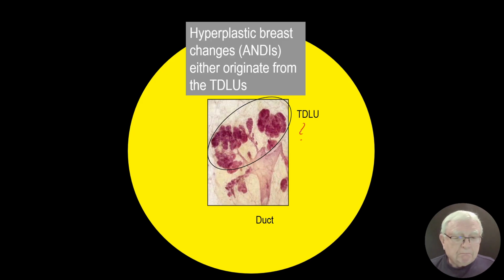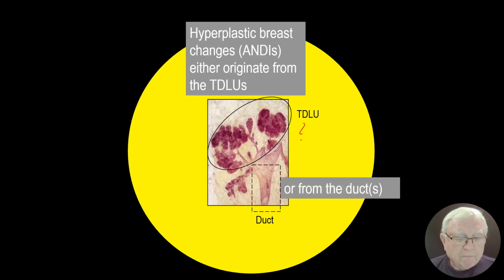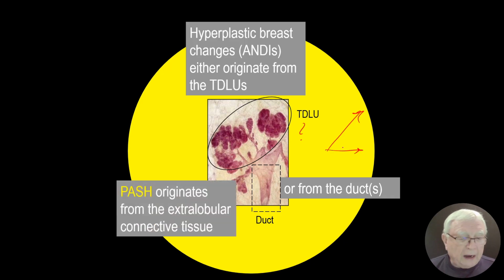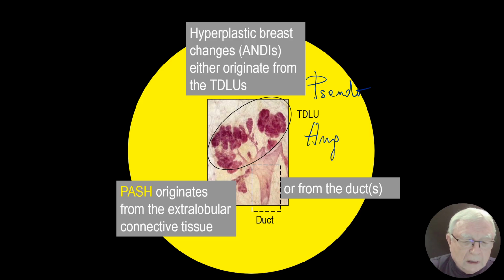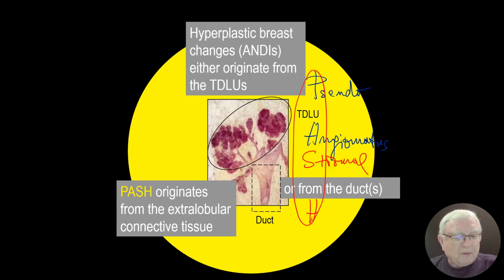Excuse me. Is there any other basic building block wherefrom hyperplastic breast changes can develop? Yes. From the ducts, there will be two, the papilloma and the radial scar. And from this yellow background, the fibrosis. Have you ever heard the term PASH? Of course, the colleagues, the pathologists, understand it's pseudo-angiomatous stromal hyperplasia, PASH. It's increased fibrosis.